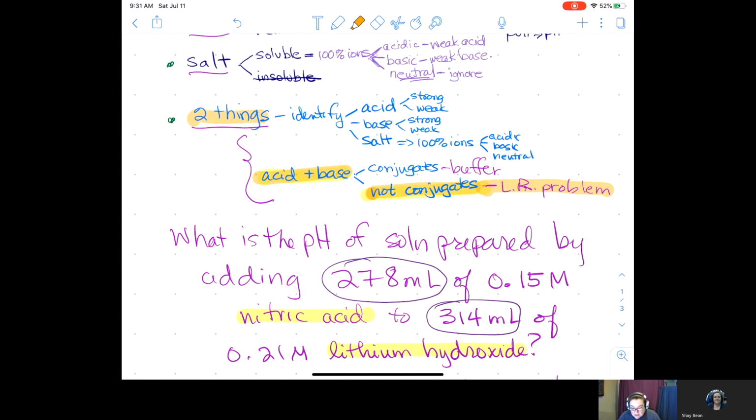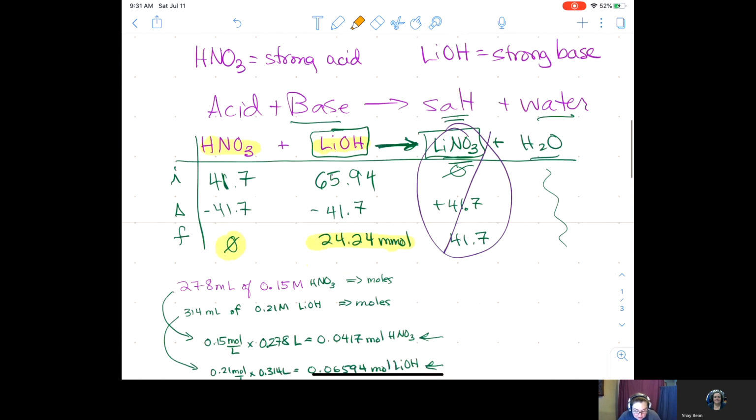Once I finish the limiting reagent problem, I'll get a final amount. And now I look at what's in my beaker. I do the flow chart again. Now, do I have one thing in my beaker? Do I have two things in my beaker? If I only have one thing, is it an acid, a base, or a salt?